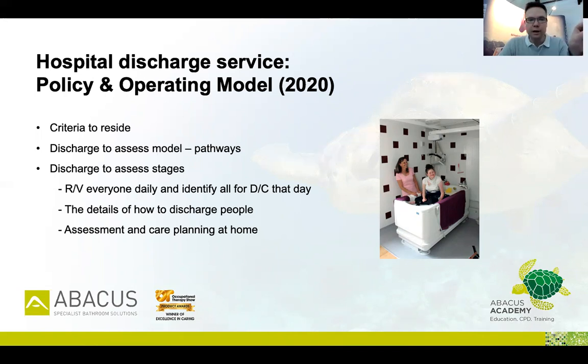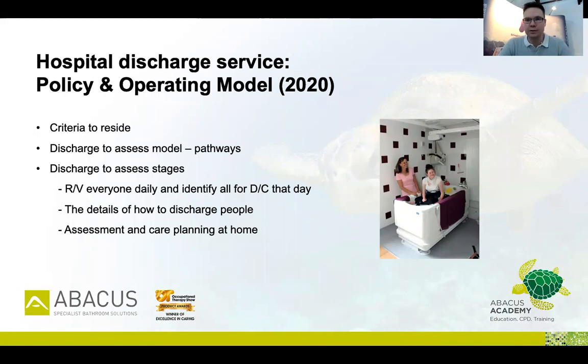It's from this document where we first start, where it starts talking about, it's not where we first start hearing about discharge to assess, but it's where, because of everything else that's happened in 2020, it's reinforced. So that's why it's a really important document to look at. And it talks about discharge to assess, the model and its pathways.